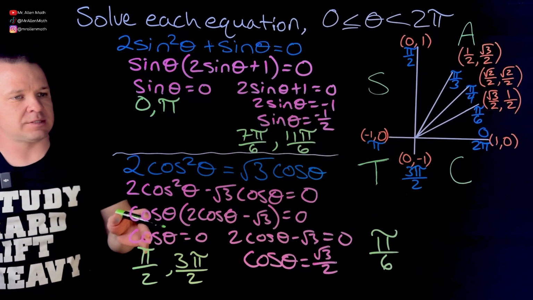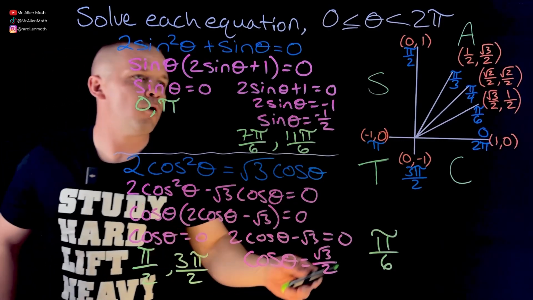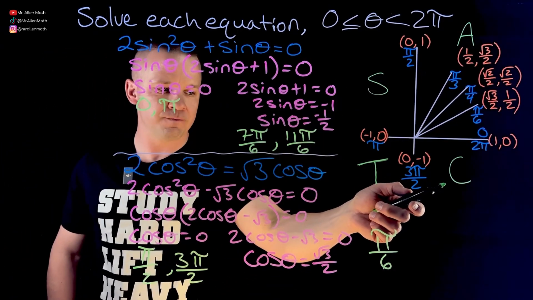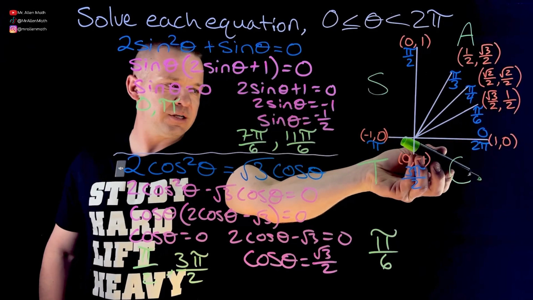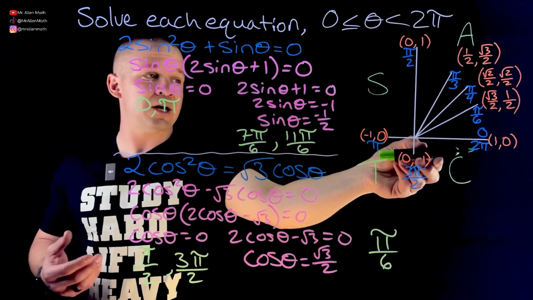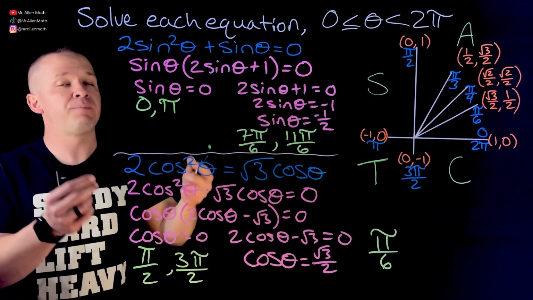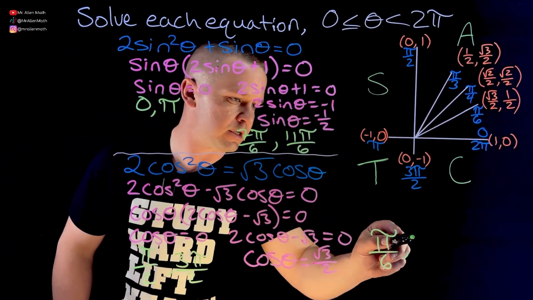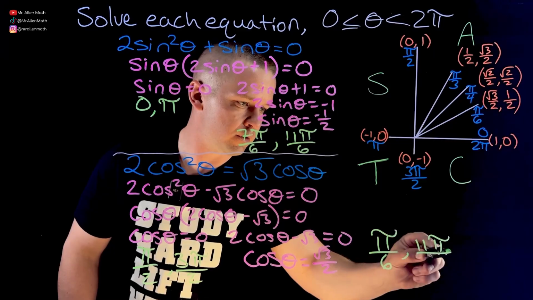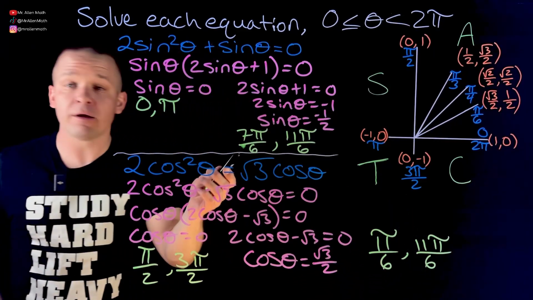So you got pi over 6, and then where else is cosine positive? Well, over here in the fourth quadrant. Now, if my reference is pi over 6, that means I need to go pi over 6 down here. We actually already talked about that. 2 pi is the same as 12 pi over 6, get the common denominators, minus 1 is 11 pi over 6. Dope. Okay, so those are my 4 solutions.